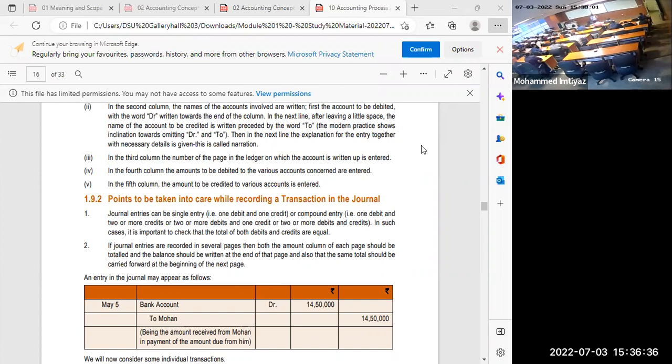All are independent in nature. Okay, these transactions are not connected with each other. It's independent, one after another.